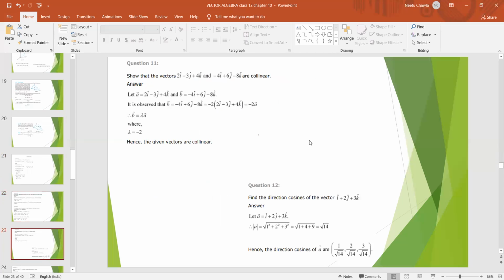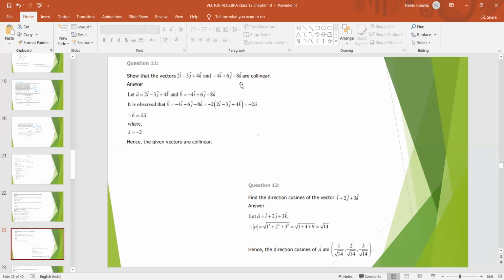Moving to the next question, this is your question number 11. Show that the vectors 2i minus 3j plus 4k and minus 4i plus 6j minus 8k are collinear. Whenever two vectors are collinear, we have to show that one vector is a multiple of the other vector with a scalar number. So let us see which is the smaller one. This first one is the smaller one and this is the bigger one.